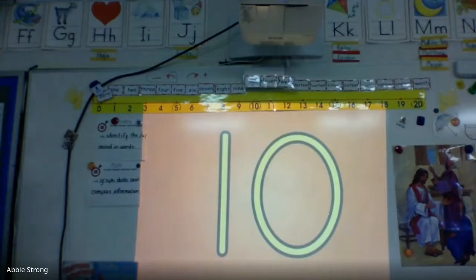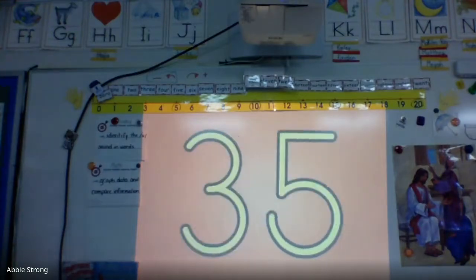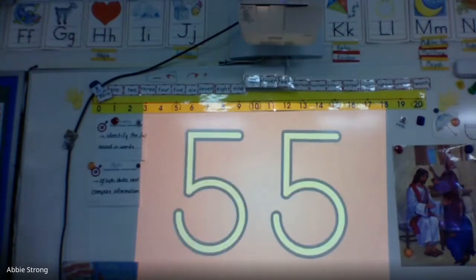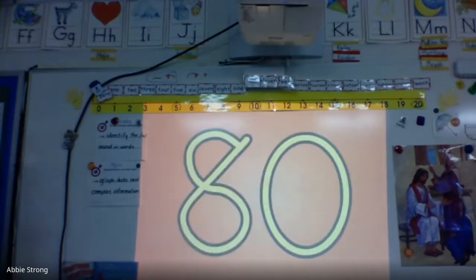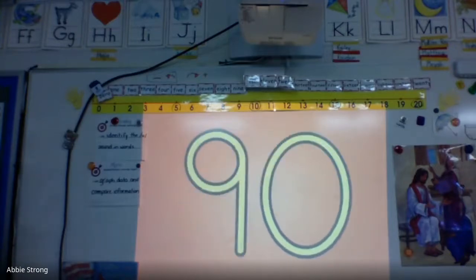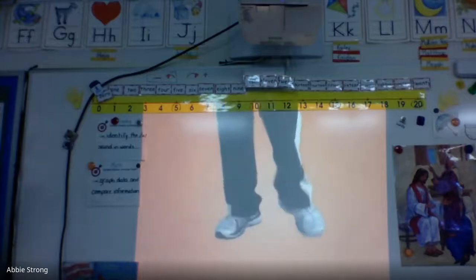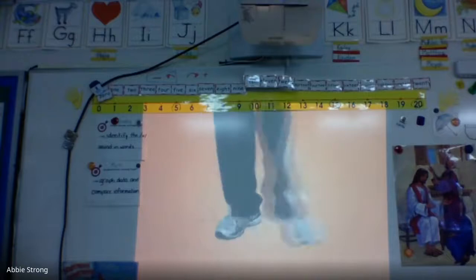5, 10, 15, 20, 25, 30, 35, 40, 45, 50, 55, 60, 65, 70, 75, 80, 85, 90, 95, 100. 5 toes on my right foot, step to the left.